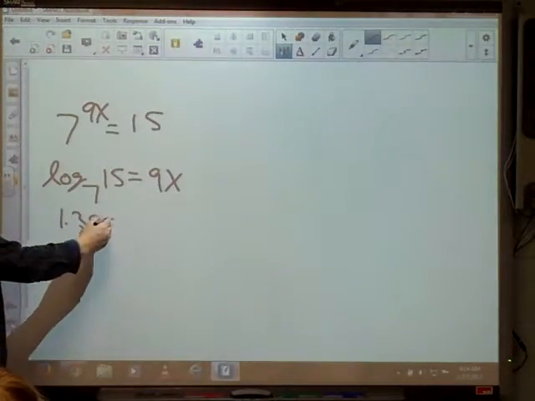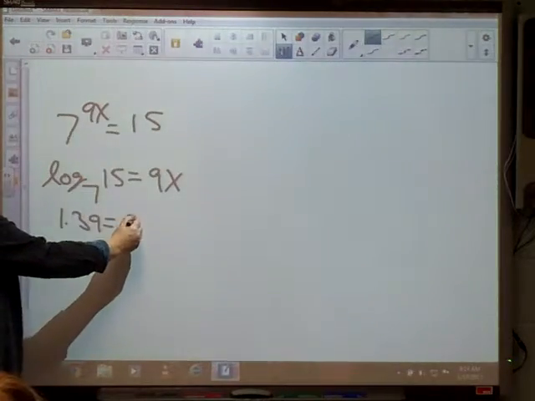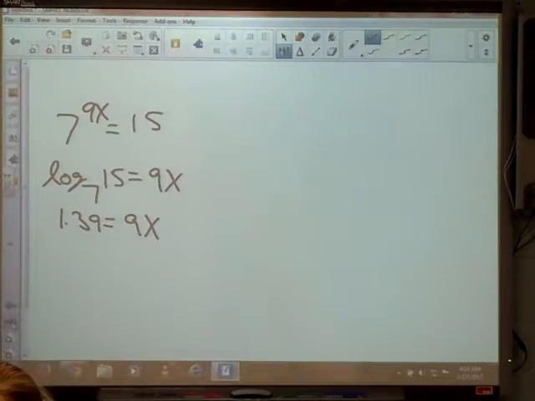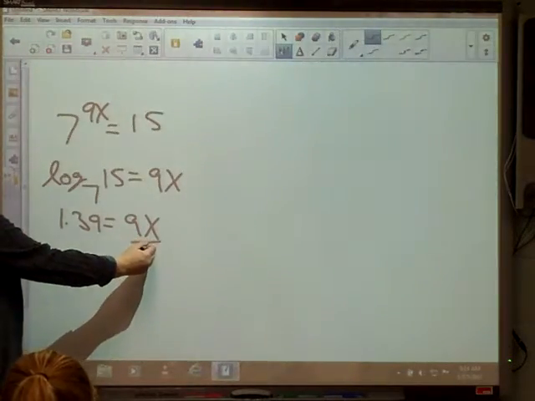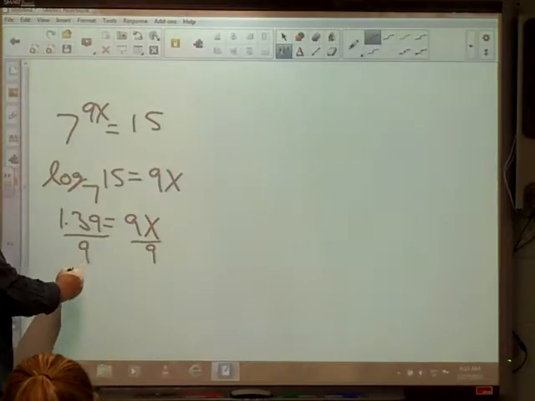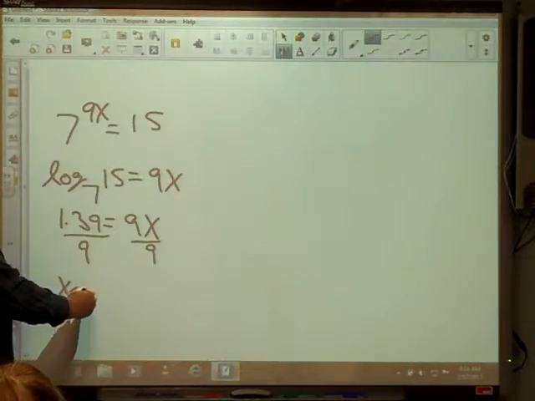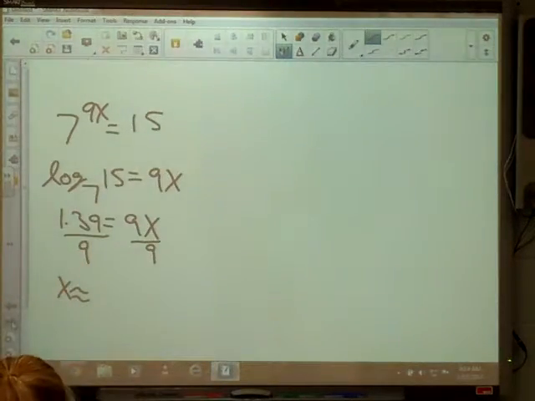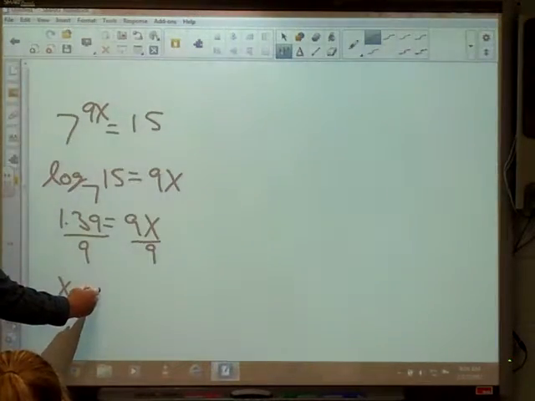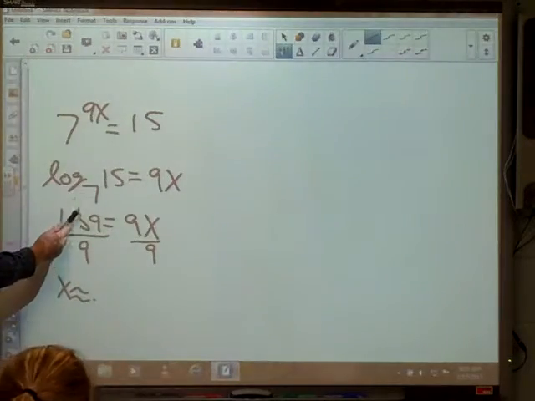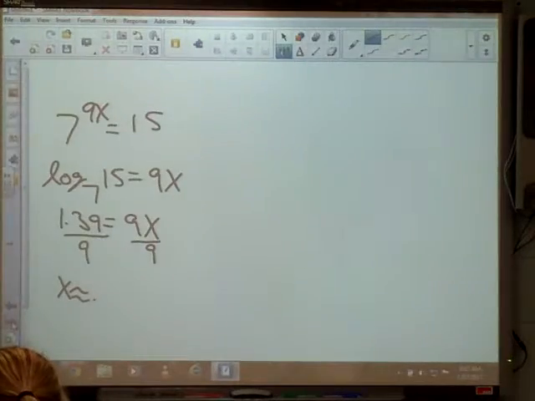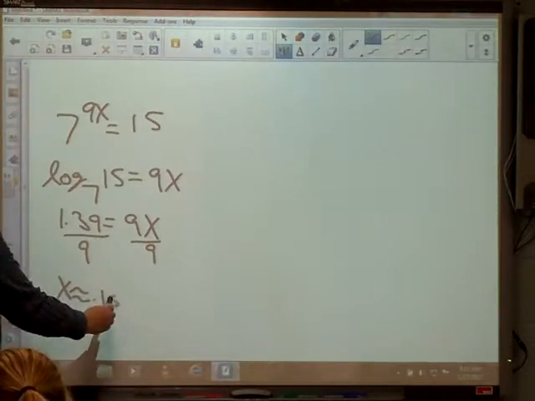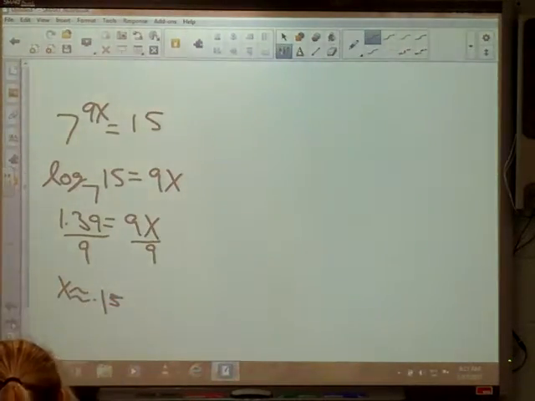1.39. But I can't circle that because that's not equal to x. That's equal to 9x. So what would you do to figure out x now? Divide by 9. Just added that step there. So x would be approximately what? 0.15. Is x just the 1.39? No, that came from log base 7 of 15. Point what? 1.5.